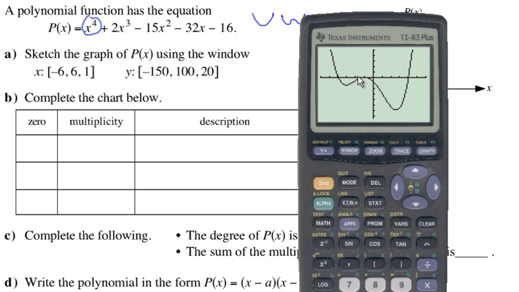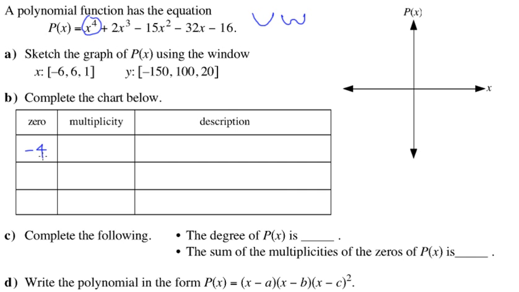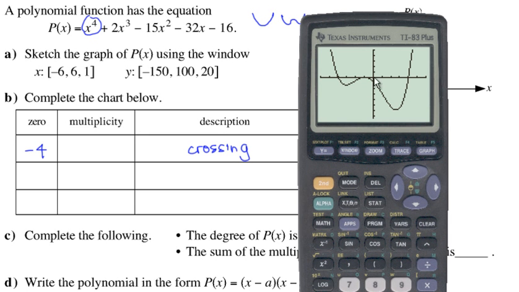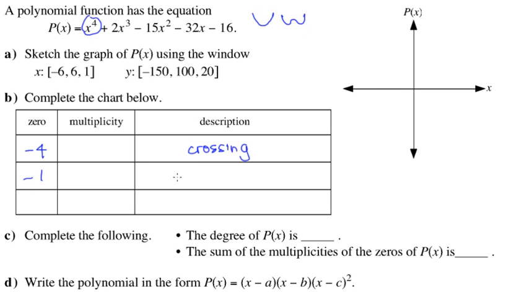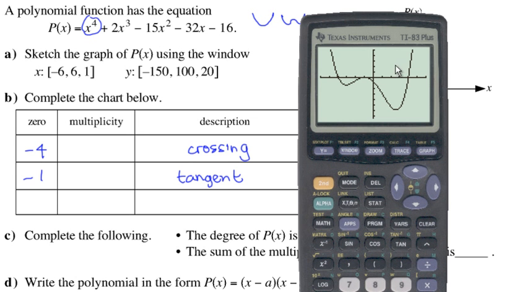Okay, so 1, 2, 3, 4. It seems to have, at minus 4, it just crosses through the axis. So there's a root at minus 4, and it's just a crossing. Then at minus 1, it comes up and just touches the axis, what's called a tangency, or just a touch. Minus 1 is a tangent, or simply a touch. And 1, 2, 3, 4. At 4 we have another straight crossing.